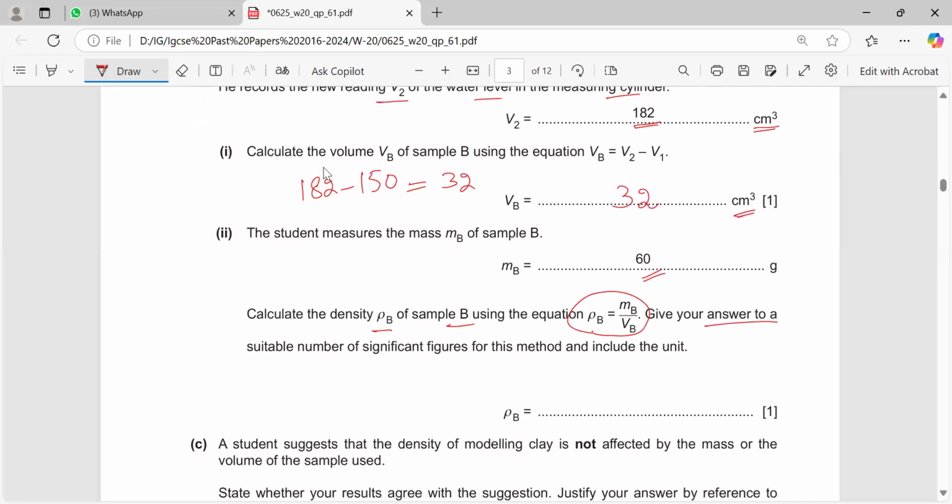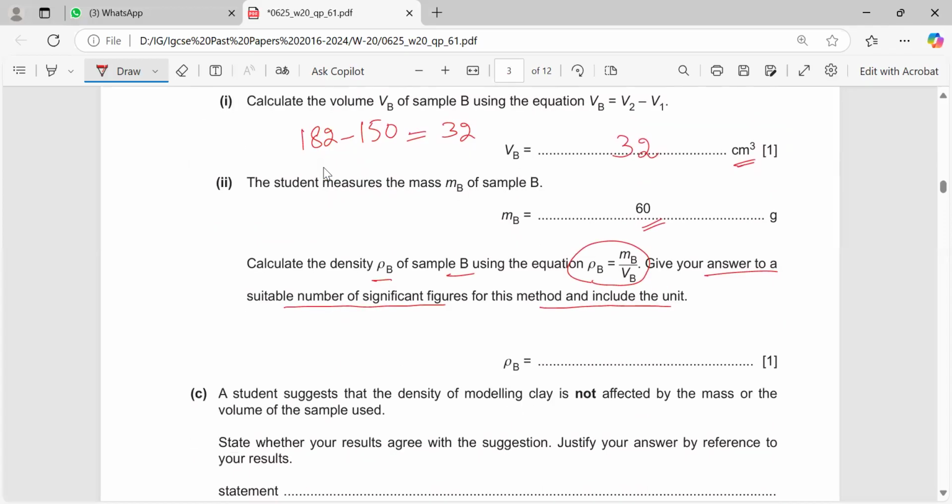Give your answer to the suitable number of significant figures for this method and include the unit. No worries. So mass is 60 grams over the volume is 32, but that is in centimeter cube. So as we are simplifying this answer, calculating this answer comes to be 1.875. So we can round it off to be 1.88 grams per centimeter cube.